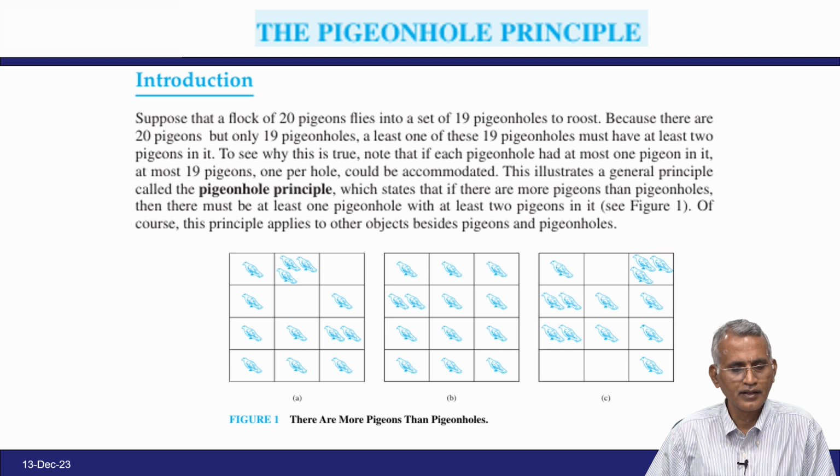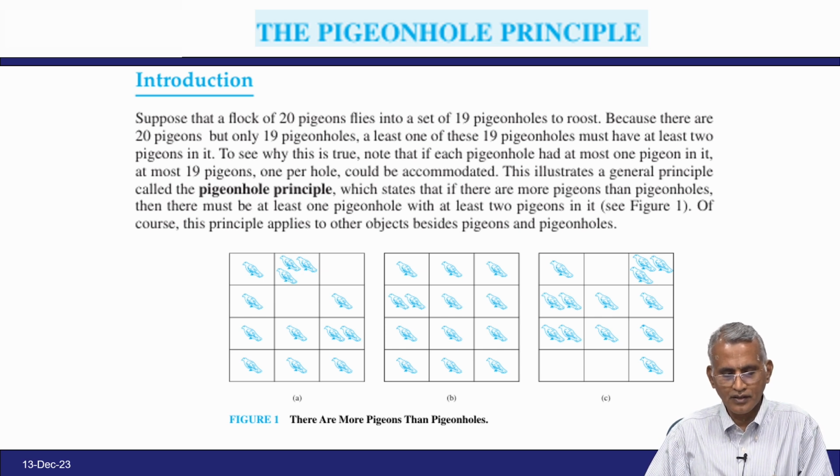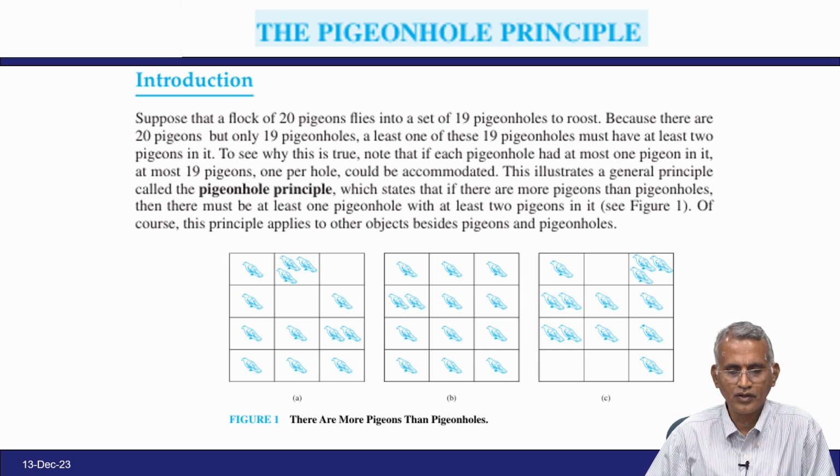Suppose that a flock of 20 pigeons flies into a set of 19 pigeonholes to roost, because there are 20 pigeons, but only 19 pigeonholes. At least one of these 19 pigeonholes must have at least 2 pigeons in it. So, the following pictures show more pigeons than pigeonholes. To see why this is true, note that if each pigeonhole had at most one pigeon in it, at most 19 pigeons, one per hole, could be accommodated.